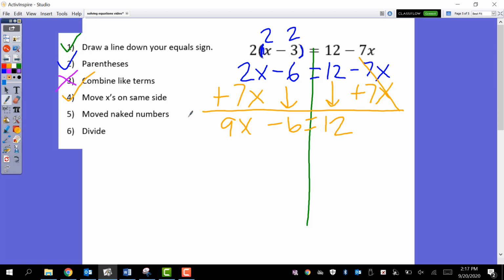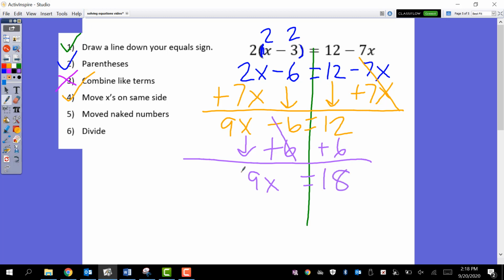Next step, moving the naked number. So our plain numbers. Are there any plain numbers on the left? Yes. There's a negative 6. How do I move it? Am I going to plus or minus? Well, it's already minus, so I got to do the opposite. Plus 6. Negative 6 plus 6 is 0. That goes away. 9x is here. 12 plus 6, when you type it in, is 18.